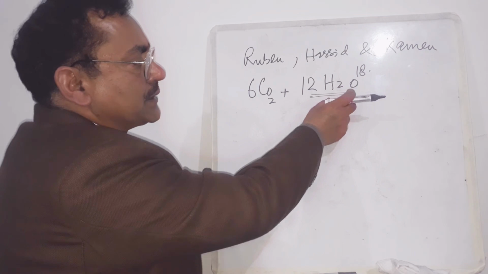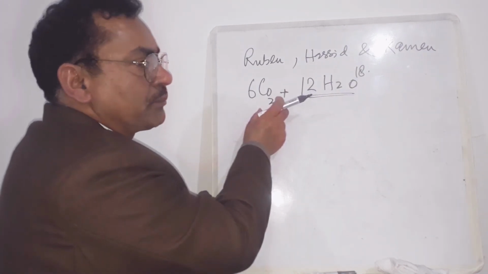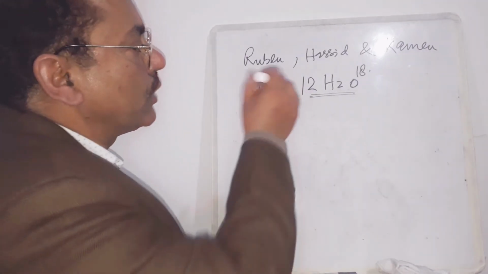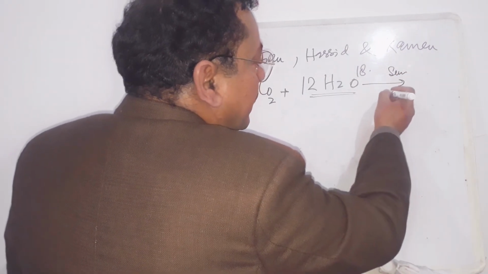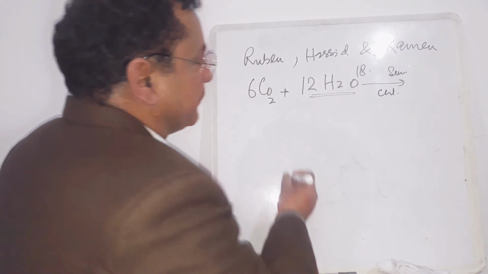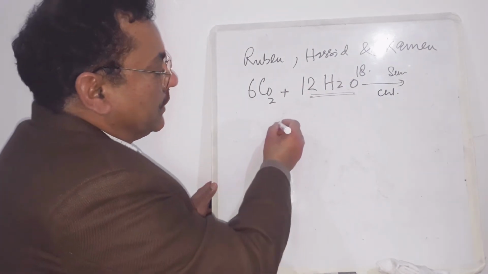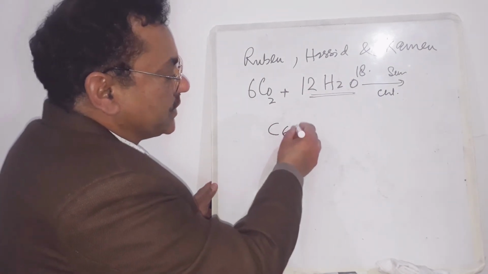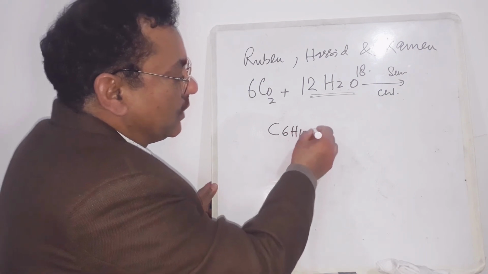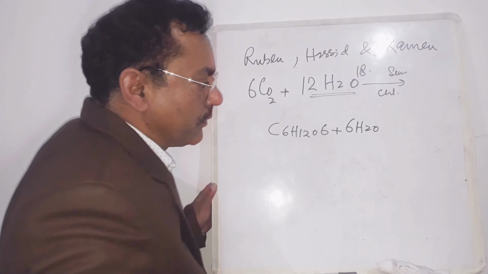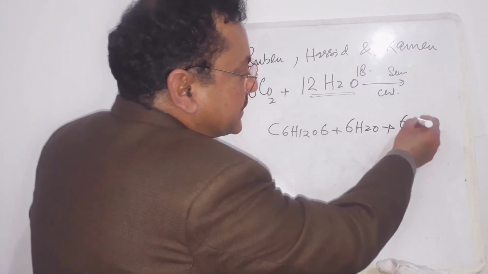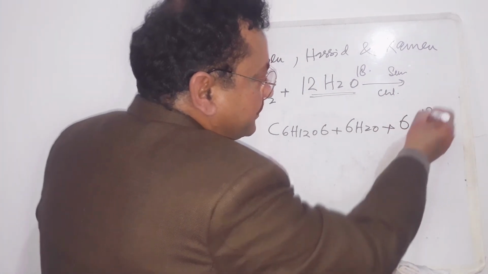This water was employed to carry out the process of photosynthesis in Chlorella. So here we will write sunlight and chlorophyll. What they observed? They observed that there is production of C6H12O6 plus 6 times H2O plus 6 times O2 18.